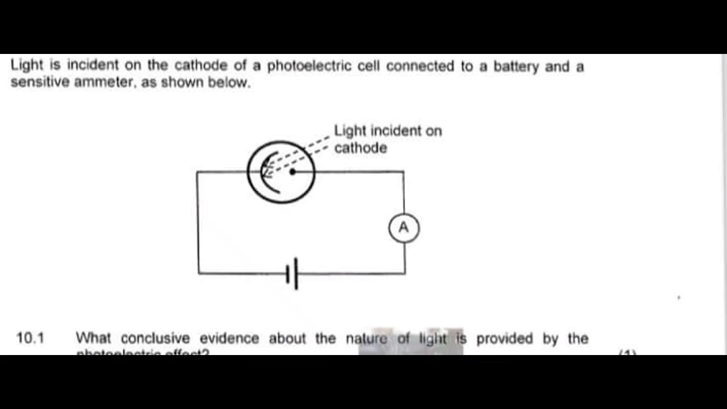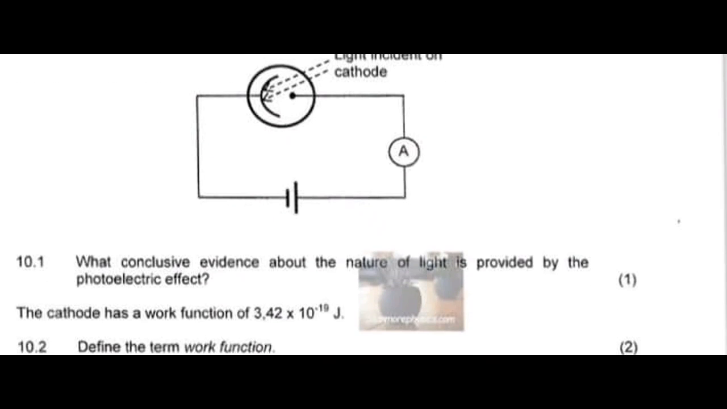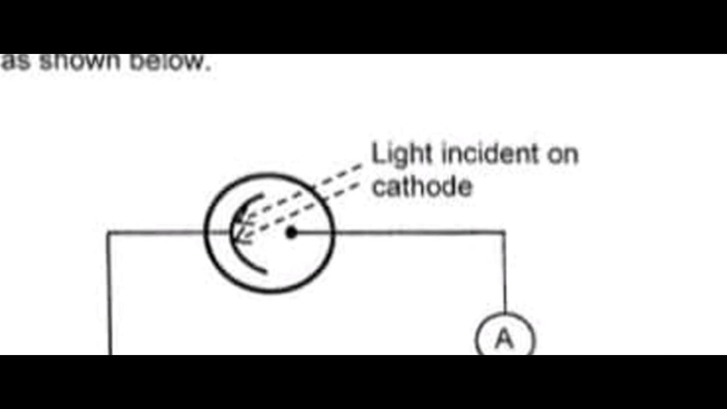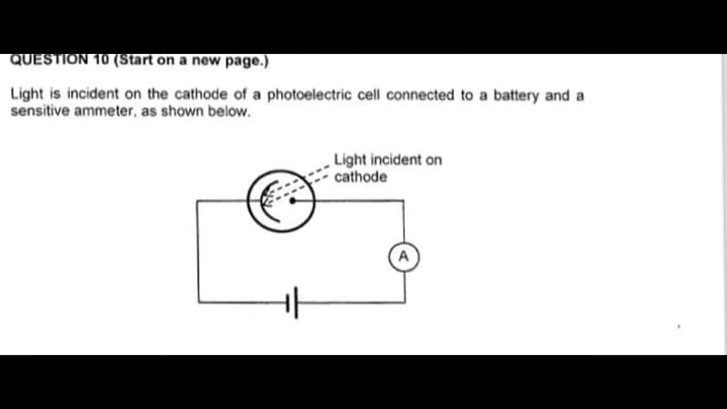Alright, so now let's look at this question. They said light is incident on the cathode of a photoelectric cell connected to a battery and a sensitive emitter, as shown below. So you are given this particular diagram, right? Light is shone here in such a way that electrons will be emitted from the surface of that cathode, only if the light has enough energy.